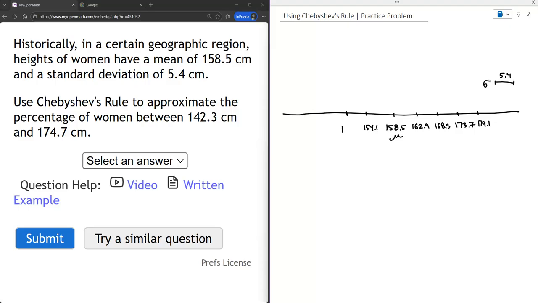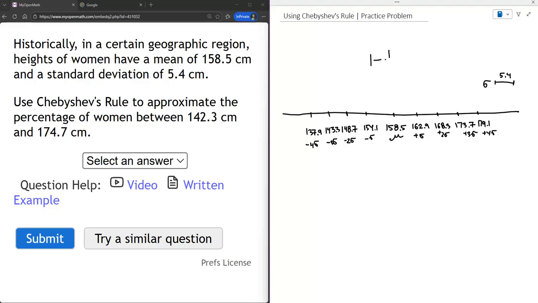Let's subtract another 5.4. We're going to end up with 148.7. Let's subtract another 5.4. We're going to end up with 143.3, and another one, we're going to end up with 137.9. And this was just basic arithmetic. This is plus sigma, plus 2 sigma, plus 3 sigma, and plus 4 sigma. This was minus sigma, minus 2 sigma, minus 3 sigma, minus 4 sigma. And now what does Chebyshev's rule tell us? It tells us the following.